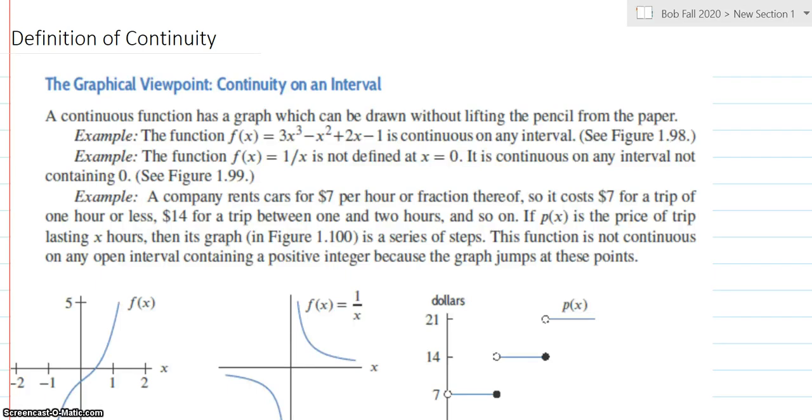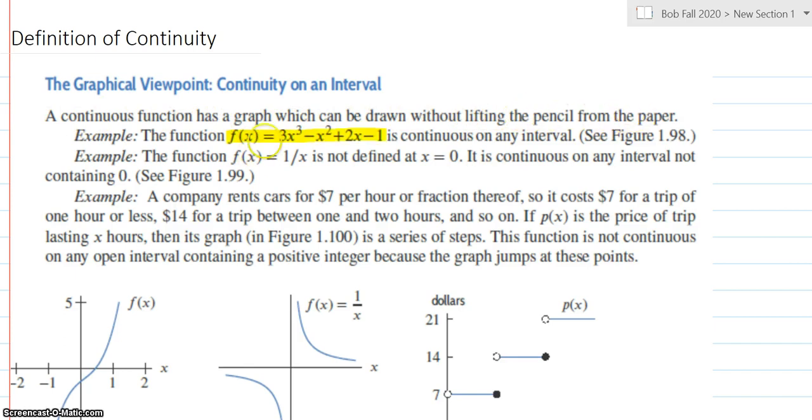Hello, this is Jennifer Martinez, and in this video we're going to discuss the definition of continuity. And we're going to start with a graphical viewpoint, continuity on an interval. A continuous function has a graph which can be drawn without lifting the pencil from the paper.